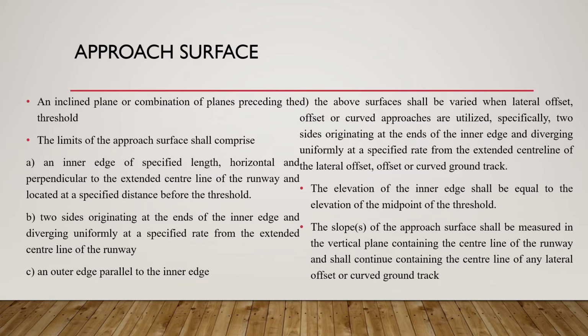Now there would be a variation in case there is a lateral offset or a curved approach being utilized. So the surfaces will also have an impact when there are lateral offsets or any offsets. In specific cases, the elevation of the inner edge would be equal to the elevation of the midpoint of the threshold, and the slope of the surface shall be measured in a vertical plane containing the center line of the runway and shall continue containing the center line of any lateral offset or a curved ground track.